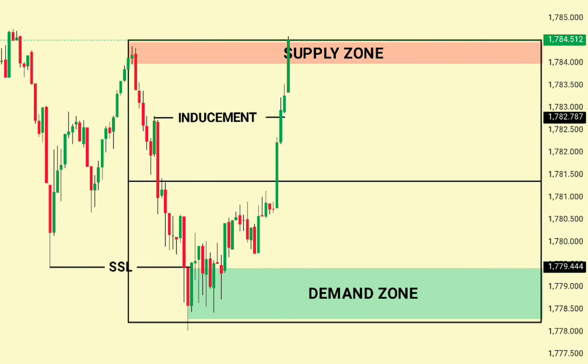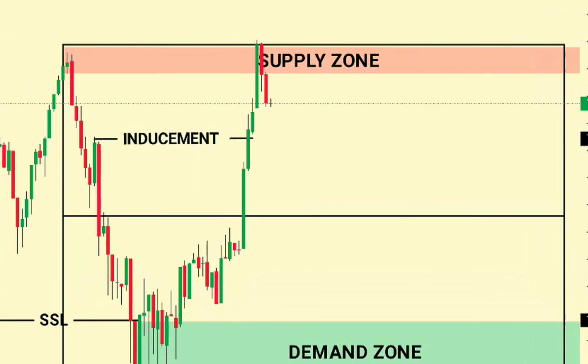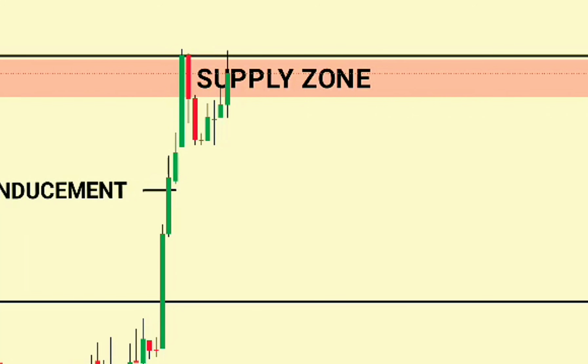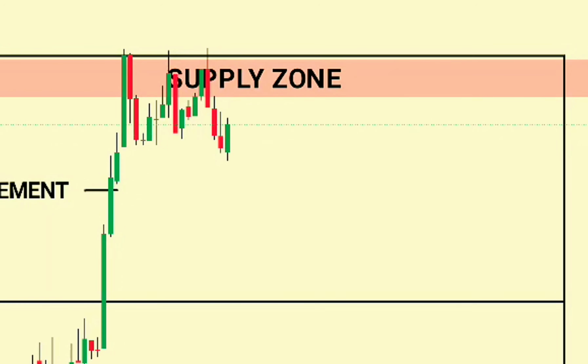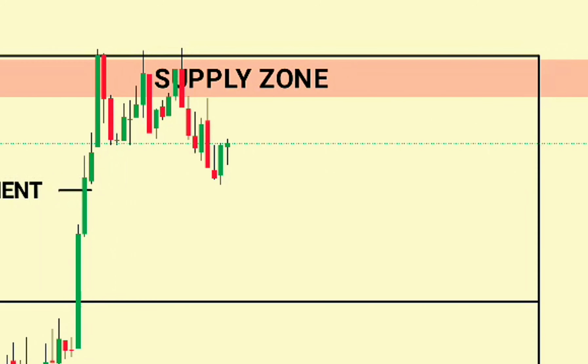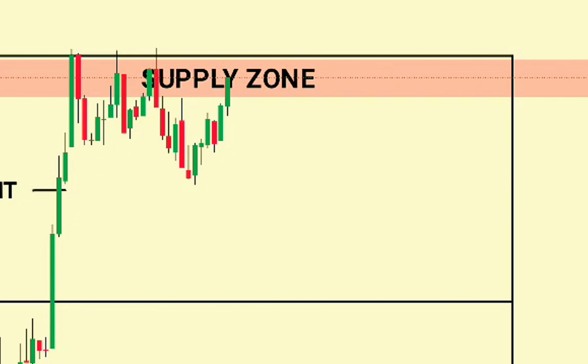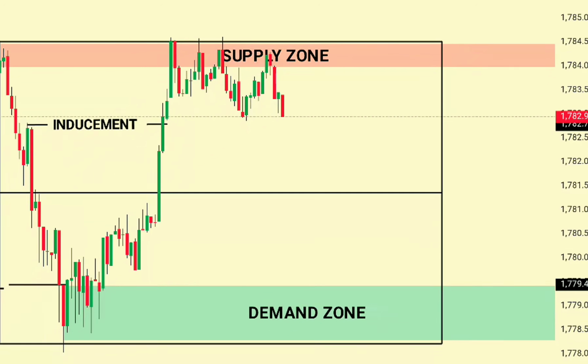As price moved higher, it finally reached the supply zone. At this point, I was not interested in selling immediately because a supply zone alone is not enough confirmation for me. Instead, I wanted to see evidence that sellers were actually stepping into the market. So rather than rushing into a trade, I remained patient and waited for a clear confirmation signal that could validate a potential sell setup from this area.